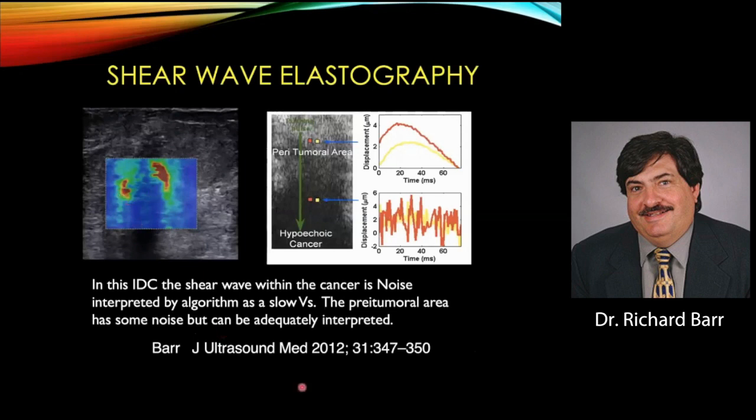We looked at this in great detail, and we published this paper where here again, the cancer is blue, very soft, and we have the ring around it. And I showed you those displacement curves before where we have that nice family of curves. You'll notice when we look at the displacement curves within the cancer, the blue area, all we get is noise. And the system interprets this as being very soft. And if we look in this peritumoral area where we have the high stiffness values, you can see we have curves. They're a little noisy, but we can still calculate stiffness values.